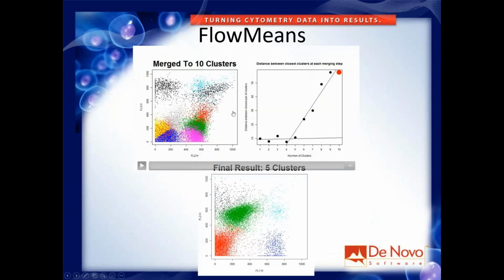Okay, so, and again, I don't know why the video is not working. I have to figure that out later. But at the end of the day, we started with 10 clusters. We overclustered the data at 10 clusters. And at the end, the Kmeans algorithm told us that we now have 5 clusters.